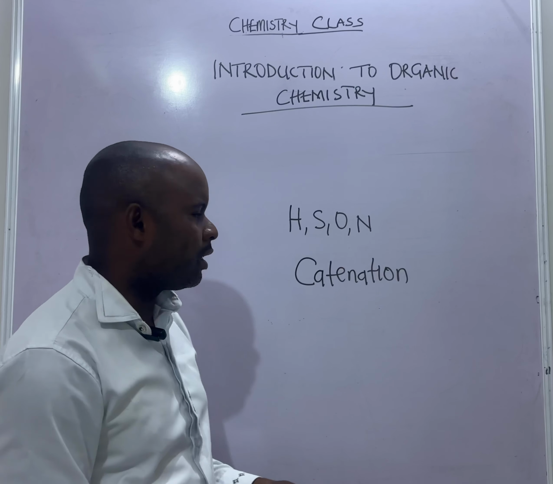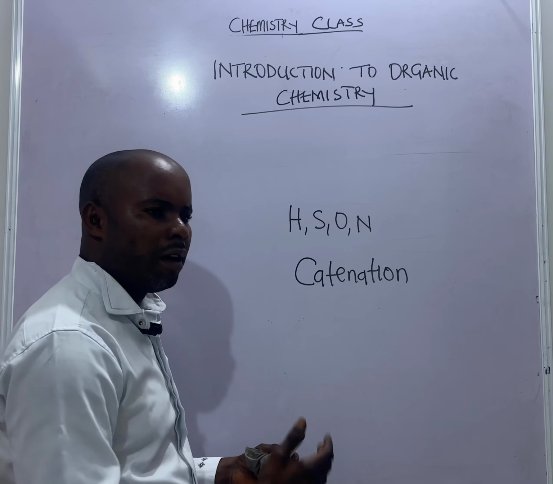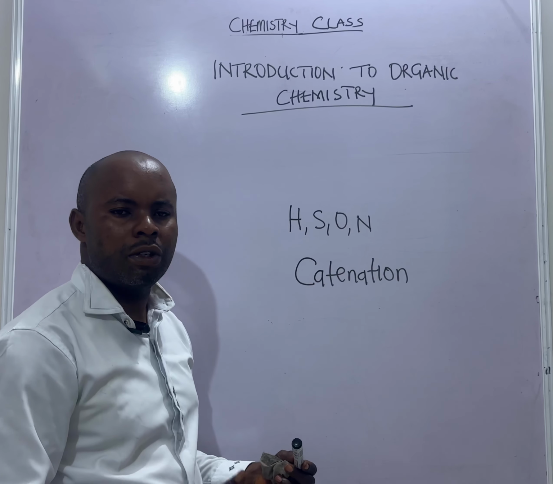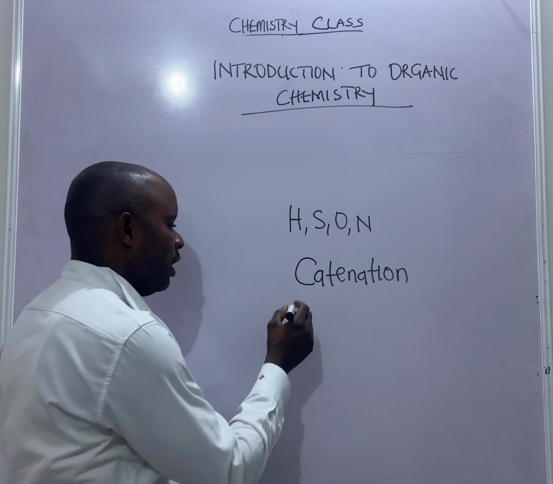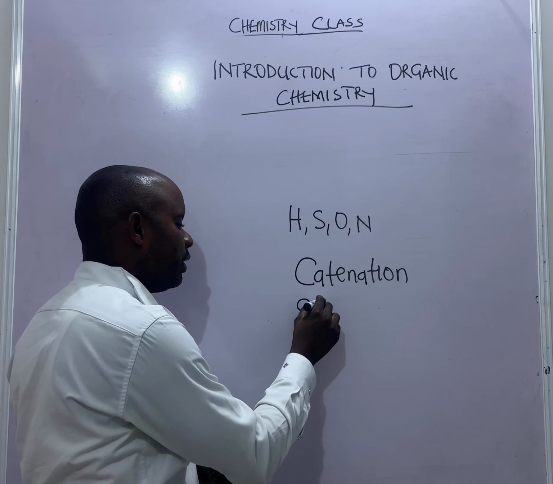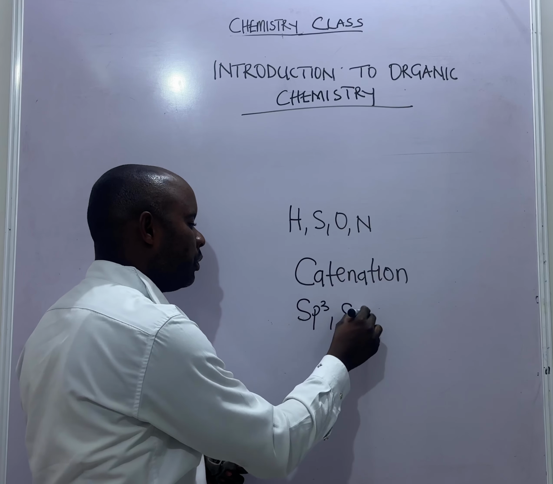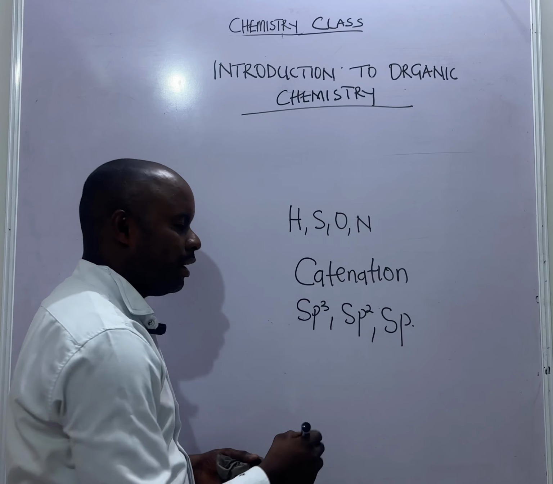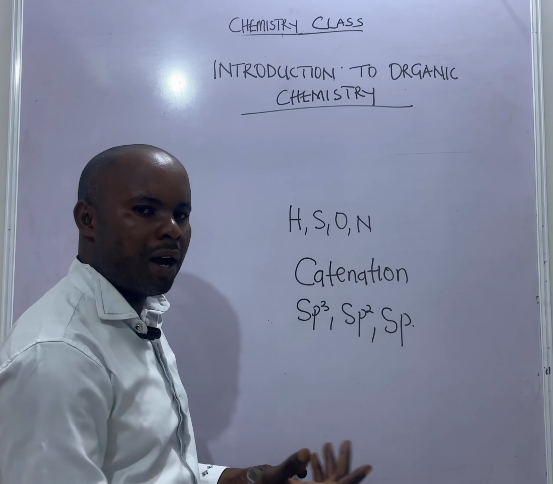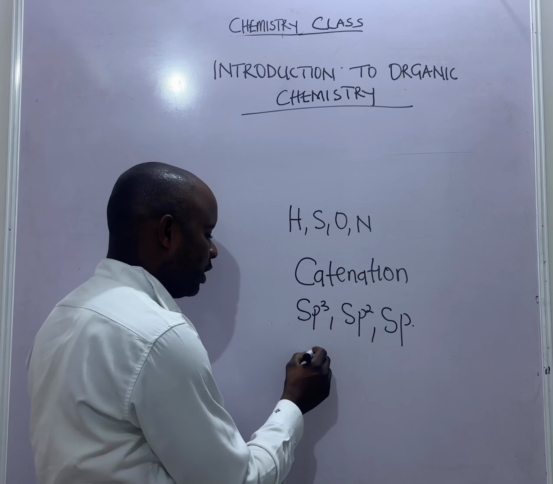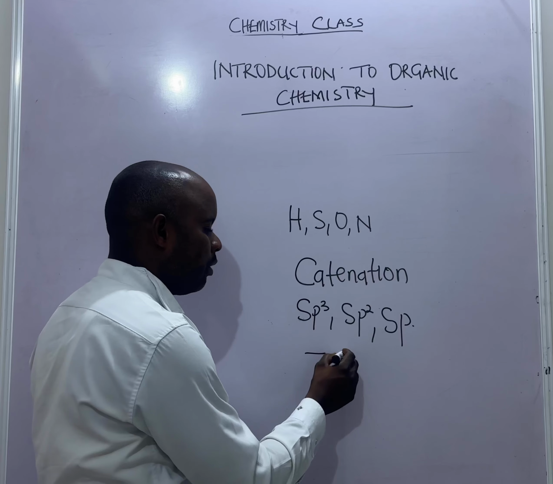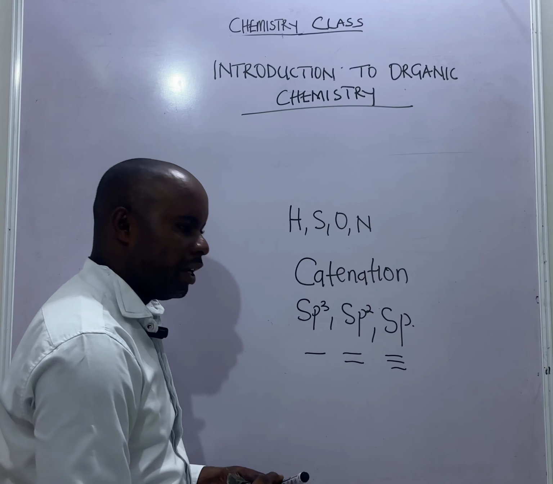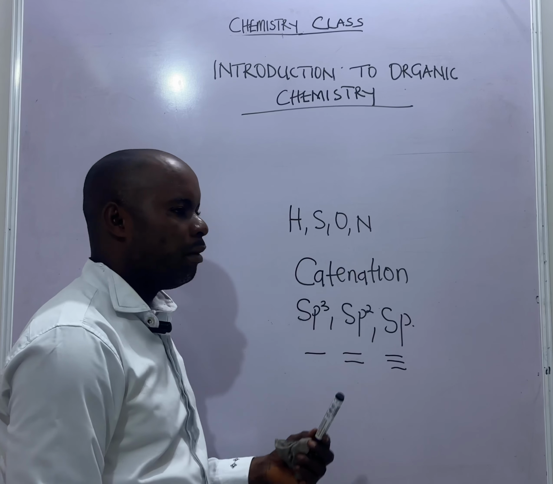We also say that carbon is open to three types of hybridization. It is open to sp3 hybridization, it is open to sp2, and it is open to sp. These characteristics give it the ability of bonding through a single bond, a double bond, and a triple bond. So these unique characteristics of carbon make it so popular.